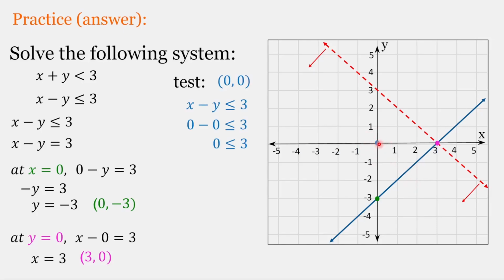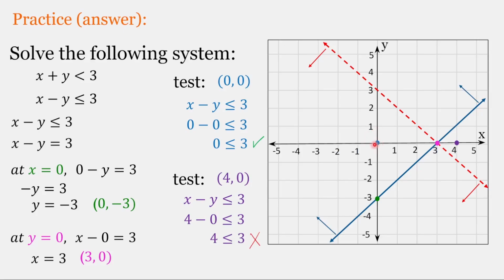Again, I'll pick 0, 0. Plugging that into that second inequality, we end up with 0 less than or equal to 3. That's a true statement, but we will go ahead and test a point on the other side. Let's test this point on the x-axis, 4, 0. When we plug this in, we get 4 less than or equal to 3, and that is not a true statement. So we'll shade the region that contains the ordered pair 0, 0, that origin. So the solution to the system will be this overlapping region.